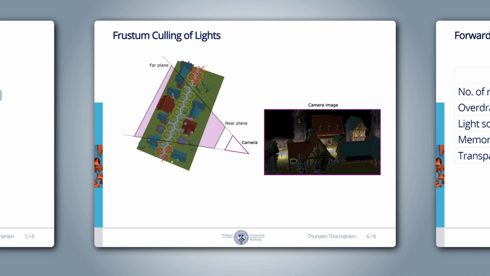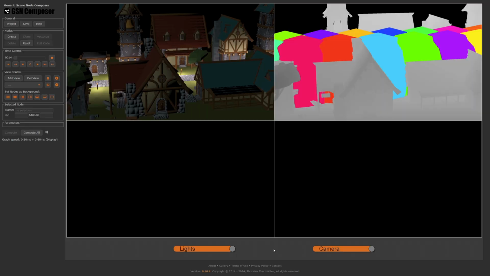However, with deferred shading we can go even further because we have the depth buffer. As you can see here in the camera image, most of the torches are occluded by the buildings from the camera's point of view and can also be skipped. The idea of depth buffer based light culling is to keep the depth buffer from the first render pass active.